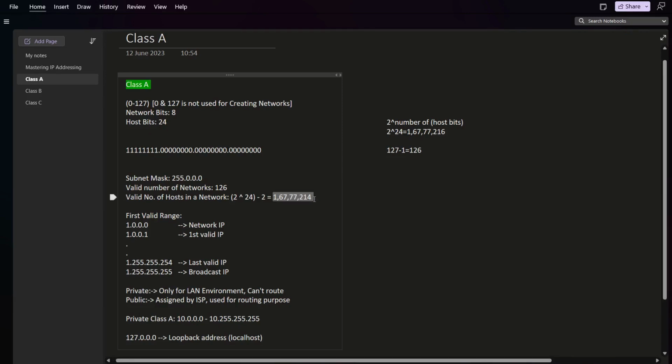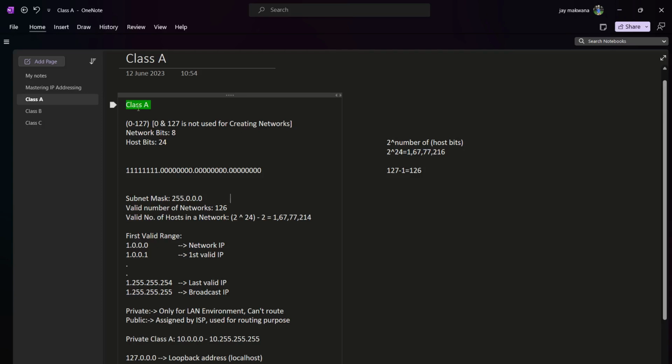So this is the total number of hosts we will get in one network of class A. And how many networks do we have? 126. So the total number of hosts we can have in class A is 126 multiplied by 16777214. Okay, it's a huge number.